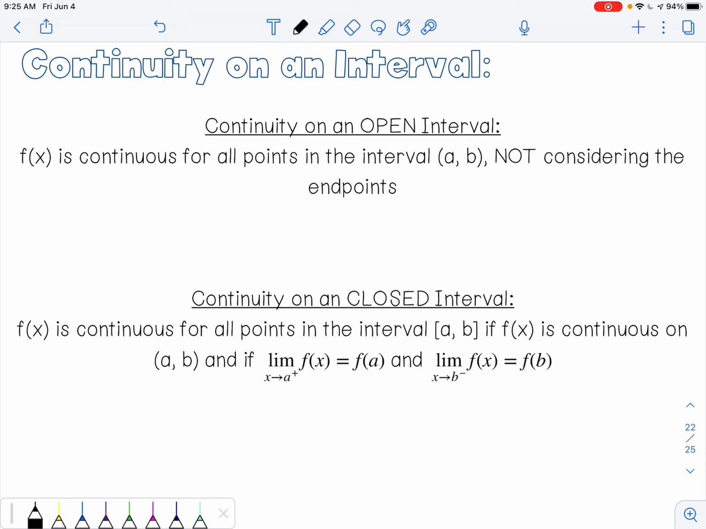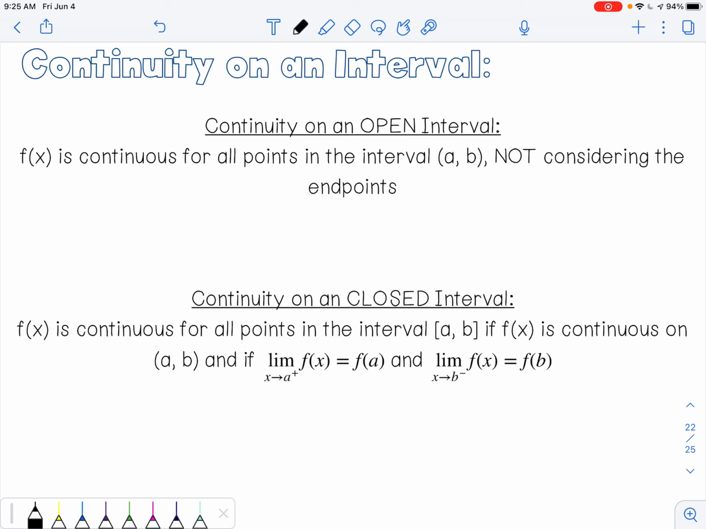So we've talked about the definition of continuity and what that means in the three different portions that you have to use to show that a function is continuous at a point. We can also talk about continuity on an interval. There are two types of intervals, open and closed. So f of x is continuous for all points in an open interval. If it's continuous on the open interval, that means it's continuous at all points inside the interval, and we're not considering the two endpoints. So that's pretty easy to talk about.